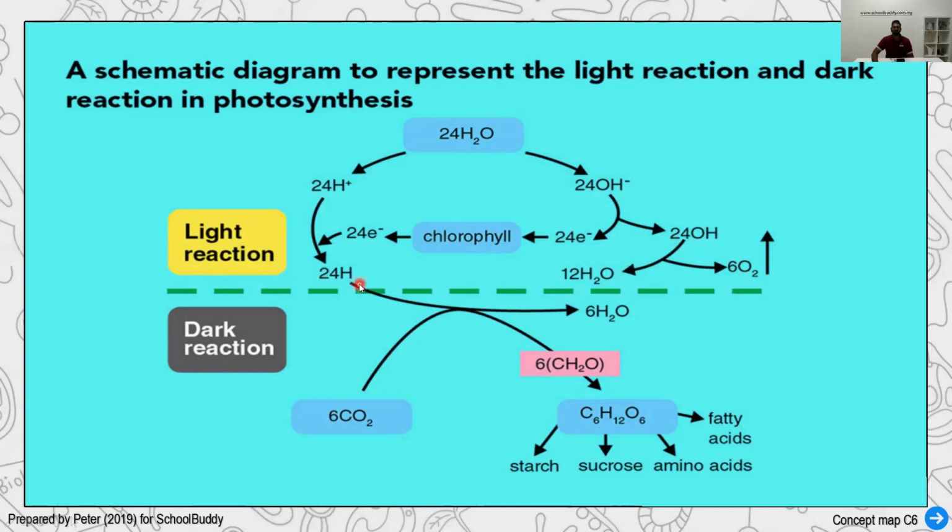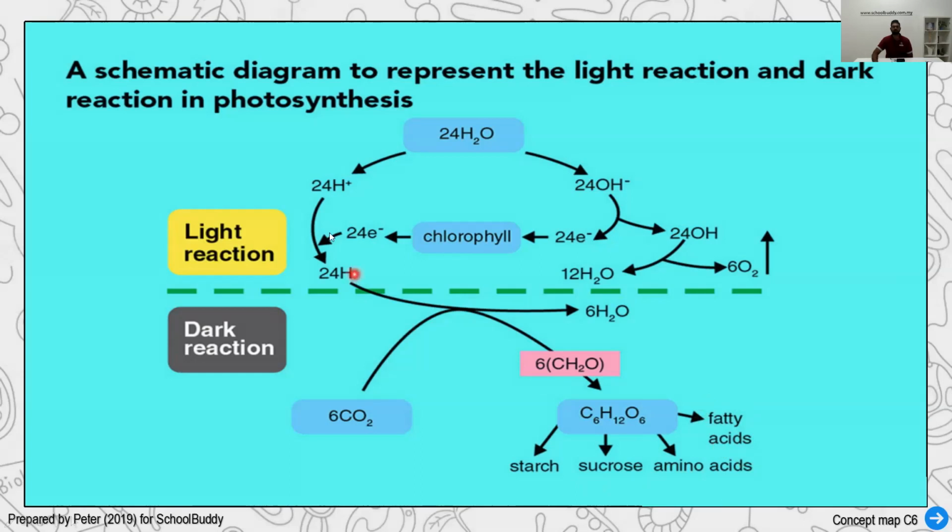And the available hydrogen atoms will later be used for the conversion of carbon dioxide into carbohydrate. In this case, it is glucose. And glucose can be converted into other products like starch, which is the storage material of the plant. We have sucrose, which is the plant sugar, which is sweet, and amino acids for protein for the plant to grow, and fatty acids, which is the lipid part of the plant structure.